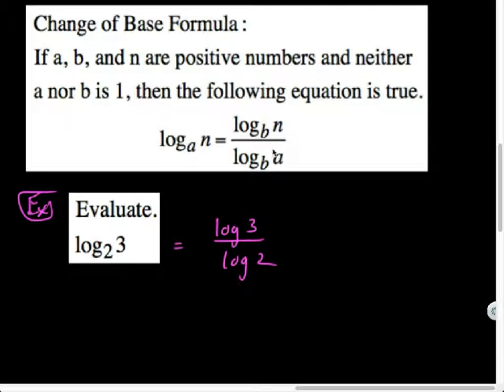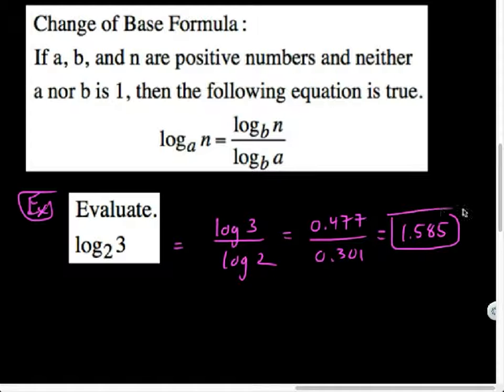So if I plug this into a calculator, I could work in base 10, log base 10 of 3 and log base 10 of 2, and figure it out from there. Or technically, in this case, I happen to know those numbers from the beginning of this lesson, 0.477 and 0.301. And if I divide that out, I get 1.585. And it happens to work out.